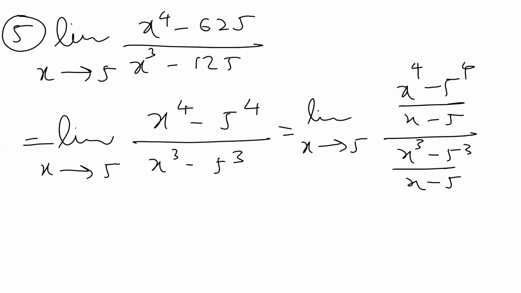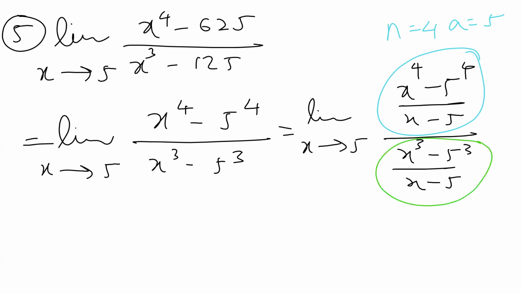Okay. Girls, are you clear with this? Yes, sir. Now, girls, tell me what is n over here and what is a? N is 4, a is 5. Perfect. Boys, tell me what is n and a over here? So n is 3 and a is 5. Okay.